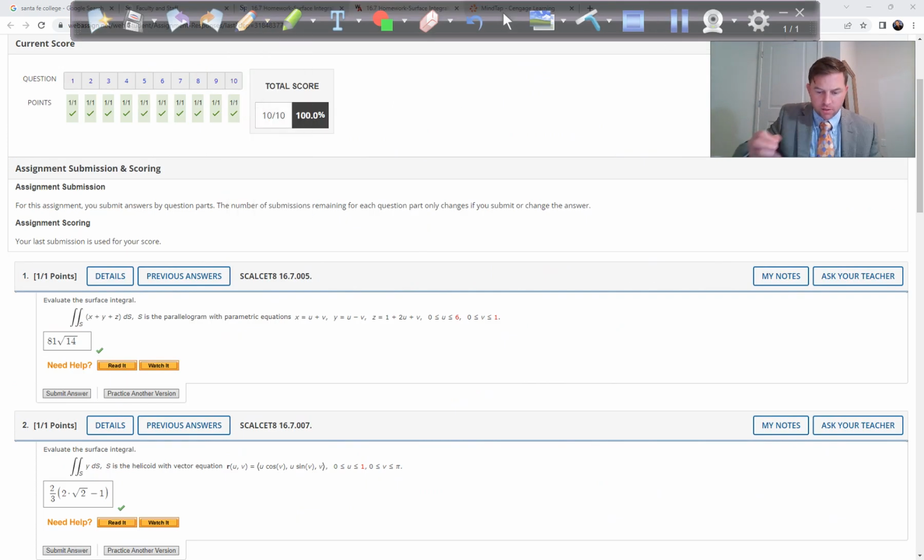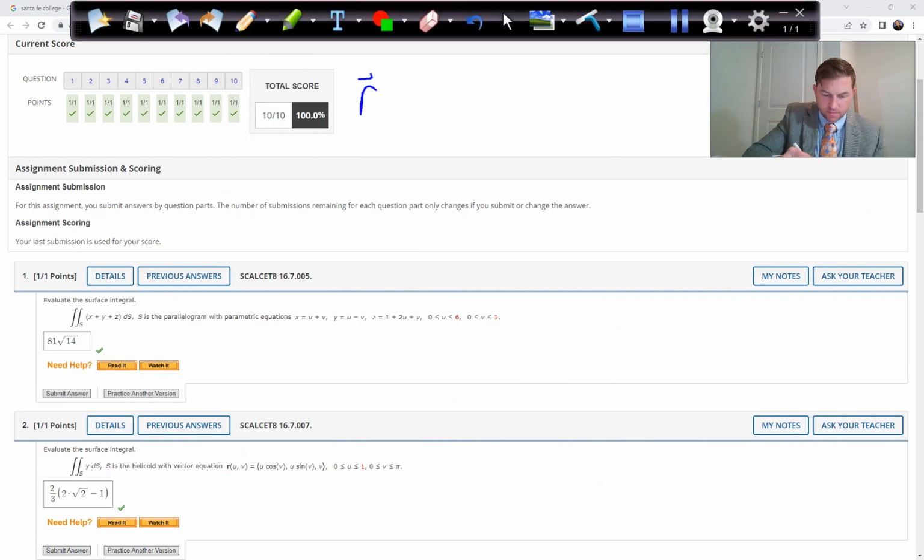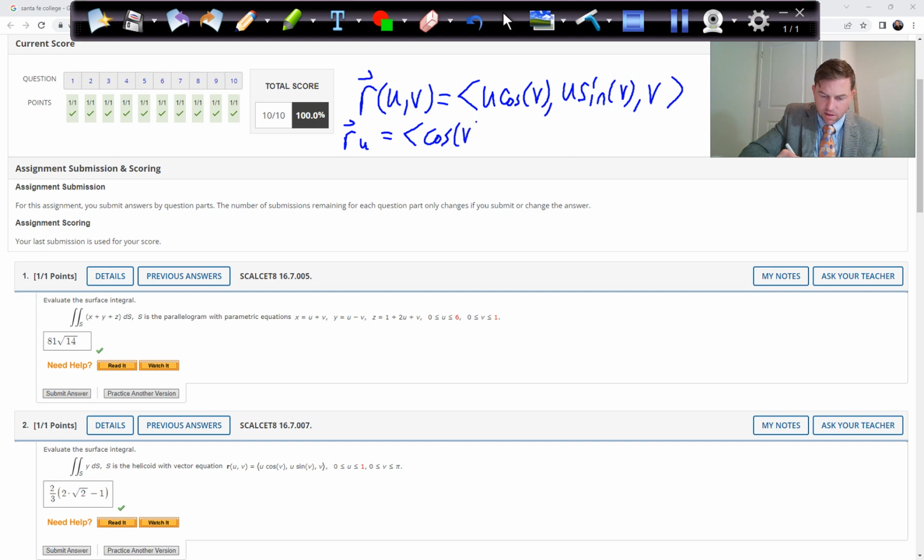Problem 2, very similar. They give us this parametric vector r with u and v in it right away, and it's u cosine of v, and it's u sine v, and then it's v. Well, that makes it pretty easy to get ru, which would just be cosine v, the u goes away, sine v, the u goes away, and 0. So the partial derivative of v with respect to u is 0.